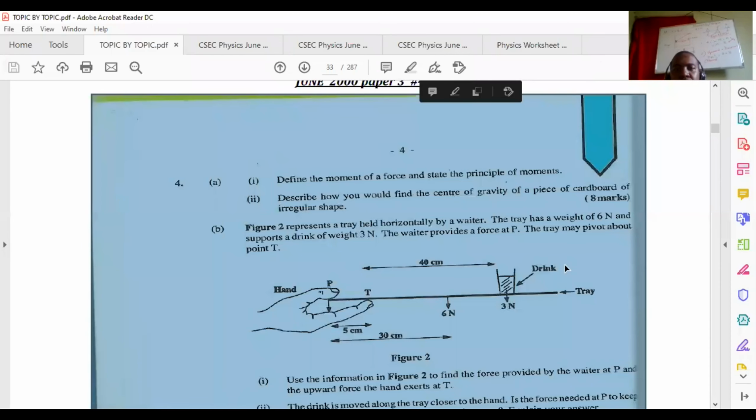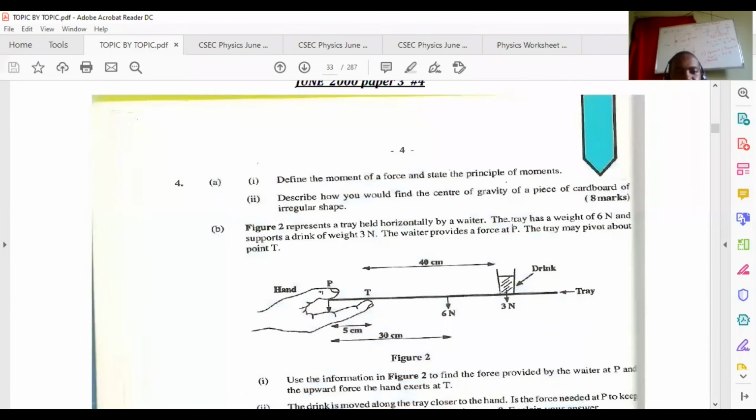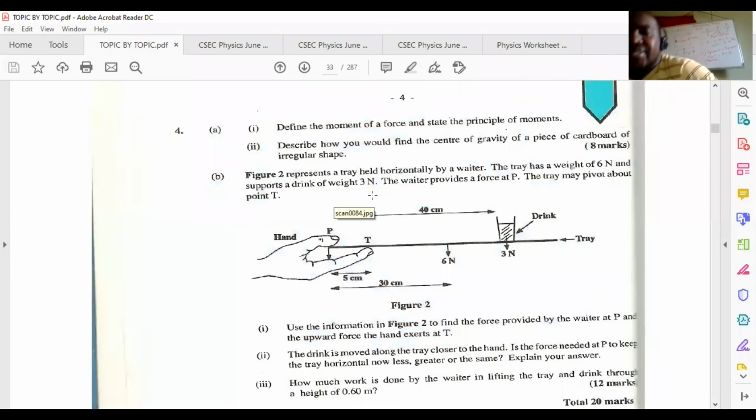All right. So we just learned about moments, right? So now let's put it into practice and let's answer this question here.